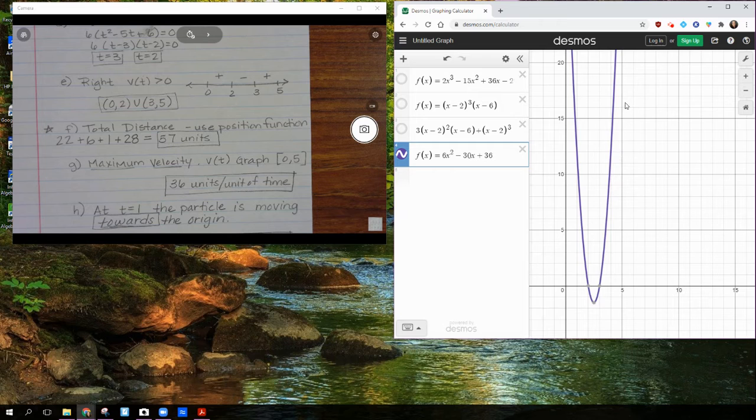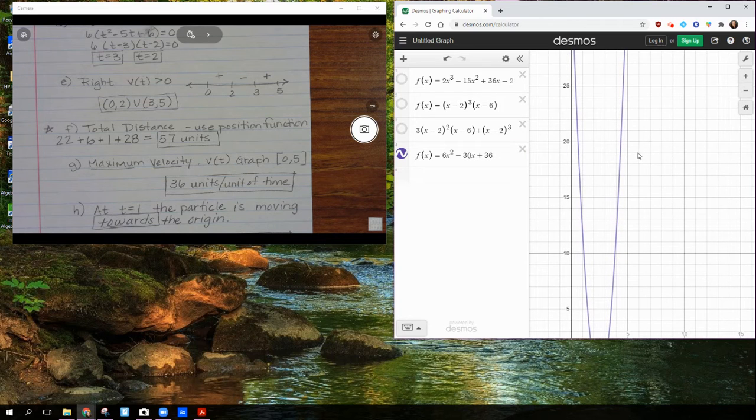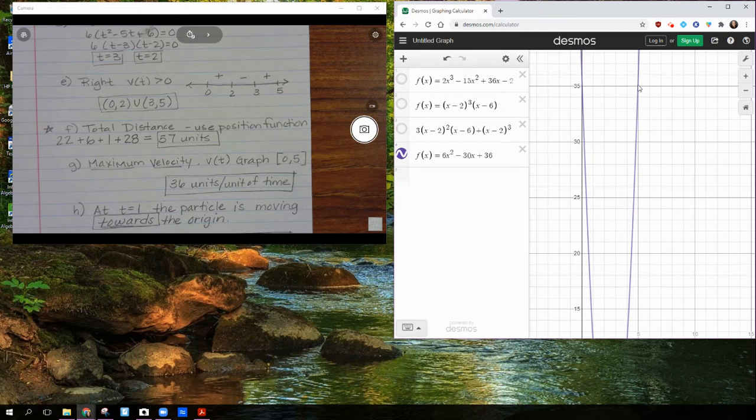So it's a parabola. So I would imagine that the highest point is going to be at the end points. And looks like it's going to be up here. So if you get to 5, right at 5, the y value is 36. So your maximum velocity is going to be 36. So I just graphed my velocity function and I looked for the highest point on it. That's one of the easier ways to do that one.